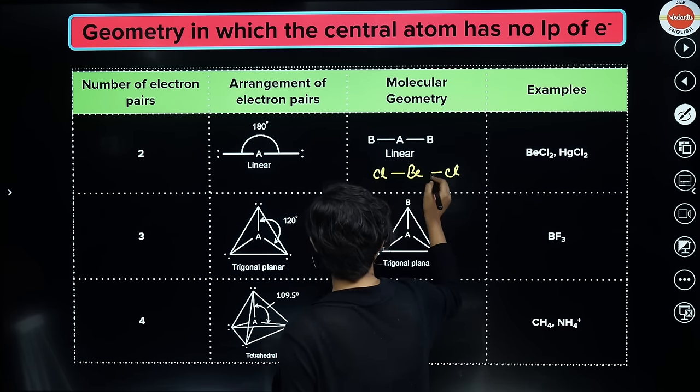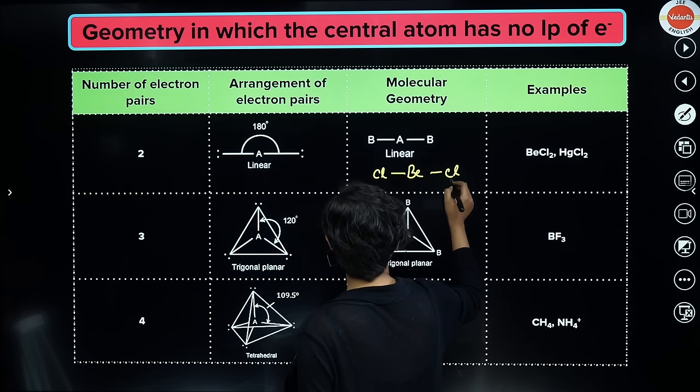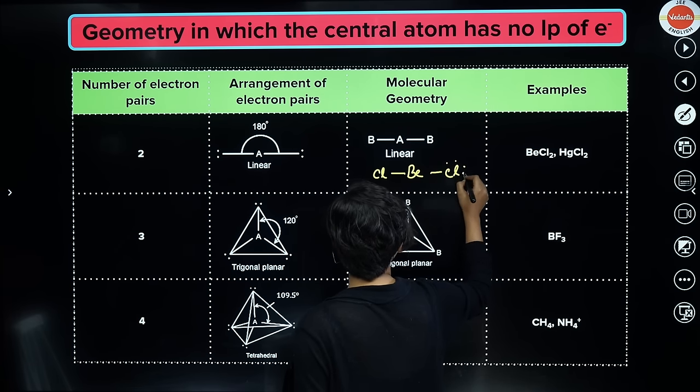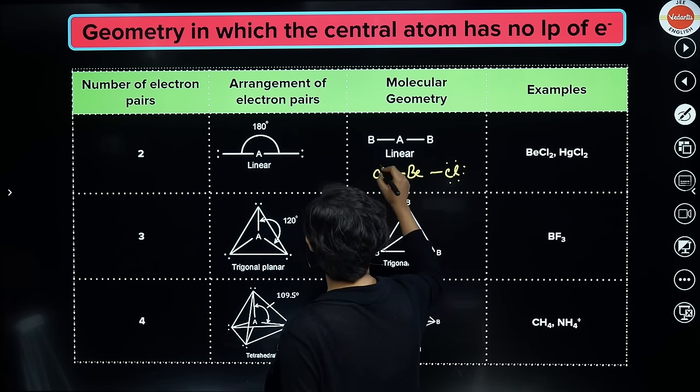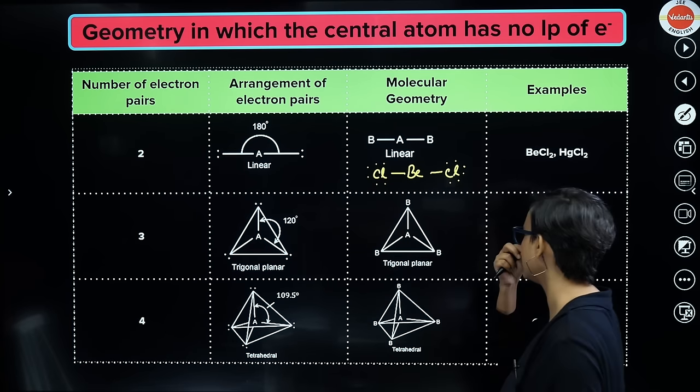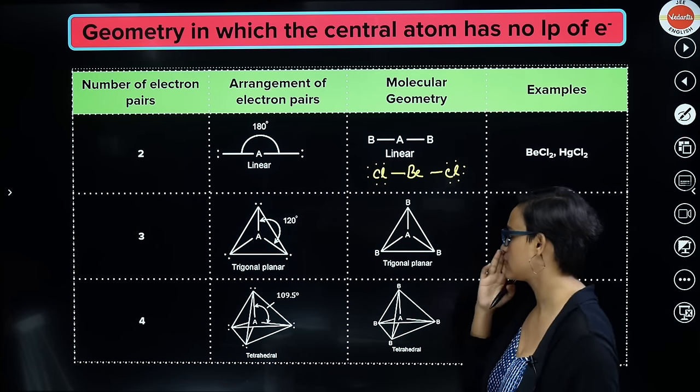BeCl. Beryllium has only 2 electrons. So, one here, one here. Cl has 1, 2, 3, 4, 5, 6 and 7. Okay. This is your BeCl2. HgCl2 also you can draw the same way.